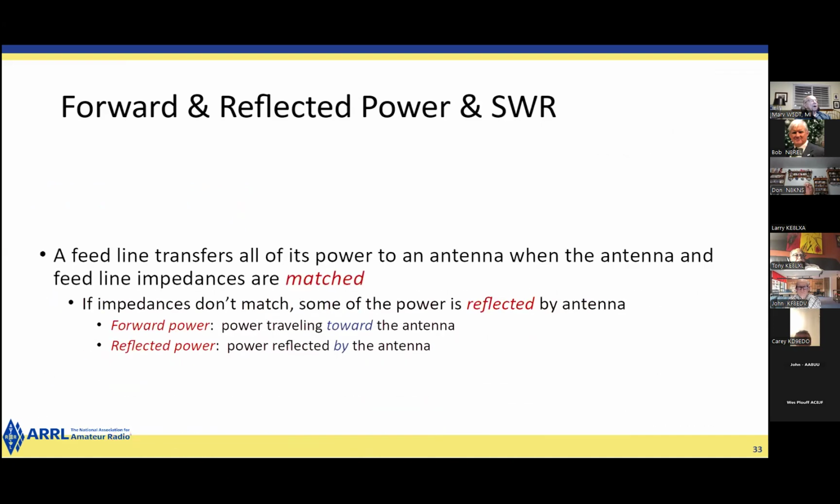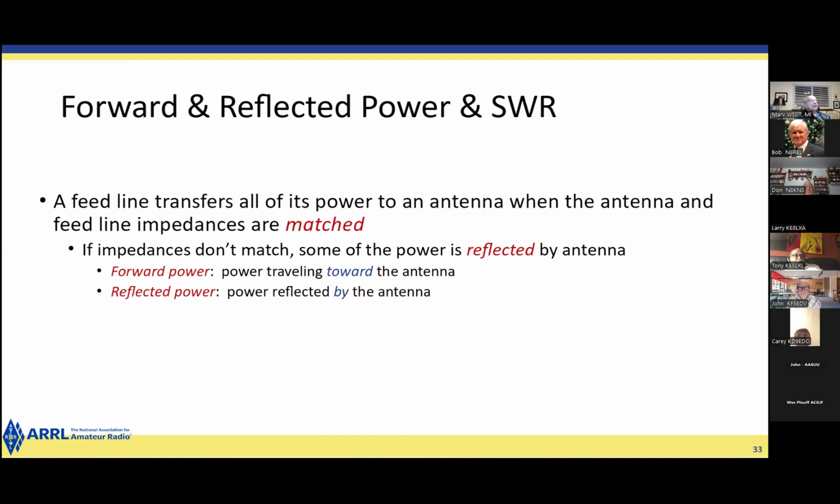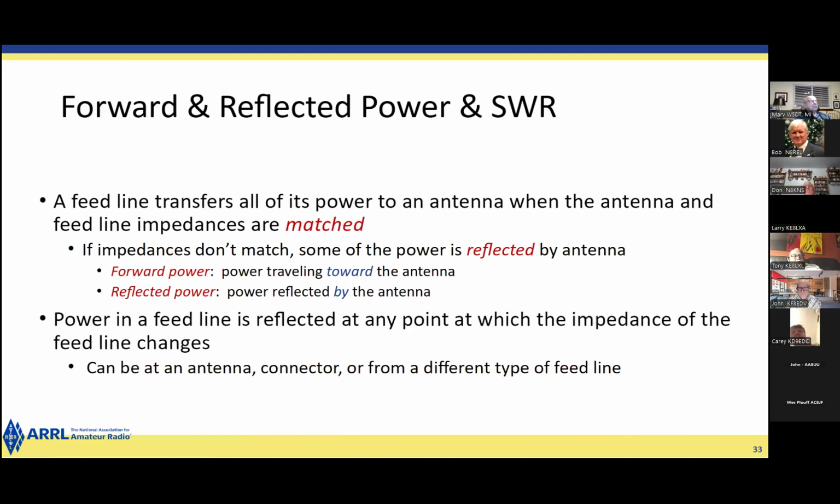Now let's talk about power and SWR. A feed line transfers all of its power to an antenna when the antenna and feed line impedances are matched. If impedances don't match, some of the power is reflected back. Forward power is the power traveling toward the antenna, and reflected power is the power reflected by the antenna. The power in the feed line is reflected at any point at which the impedance of the feed line changes. It can be either the antenna, a connector, or a different type of feed line.